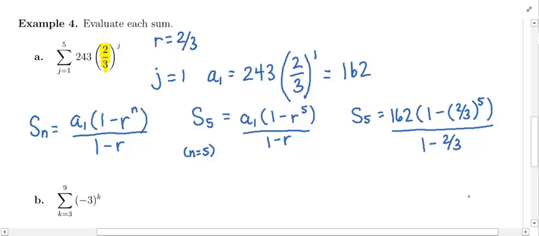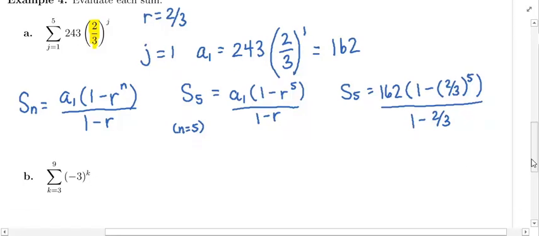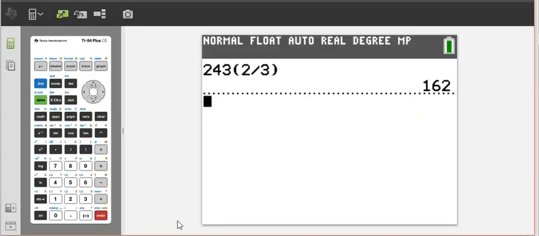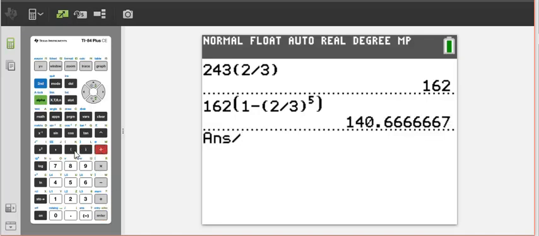All right, so we're just going to plug this into the calculator. You need to be very cognizant of order of operations depending on how old your calculator is. I'm going to start by putting the numerator in. I'm going to do 162, open the parentheses, 1 minus the r quantity, which is 2/3. I'm putting it in parentheses because my calculator is older. I'm going to raise that quantity to the fifth power, and then close the parentheses. This is the numerator. I'm going to divide it by the denominator. I need to put the entire denominator in parentheses here, so it's going to be 1 minus 2/3.